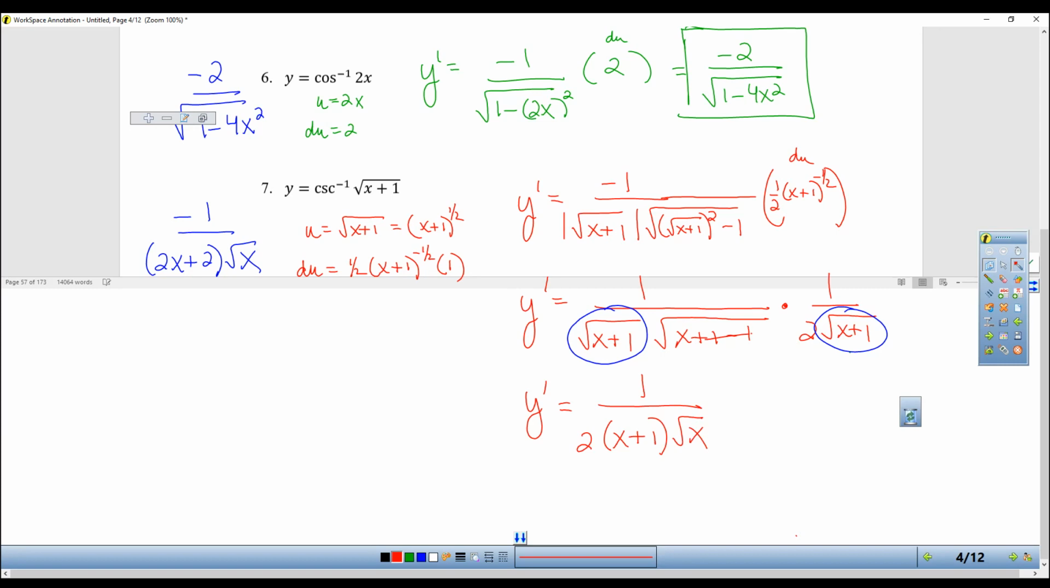This is my negative. This is a perfectly acceptable answer, or negative 1 over 2x plus 2 square roots of x. But you will lose points if you lose your parentheses. It's not 2x plus 2 square roots of x. It's 2x plus 2 times the square root of x. So you do need to watch out for that. I don't mind you distributing, just don't lose your parentheses.